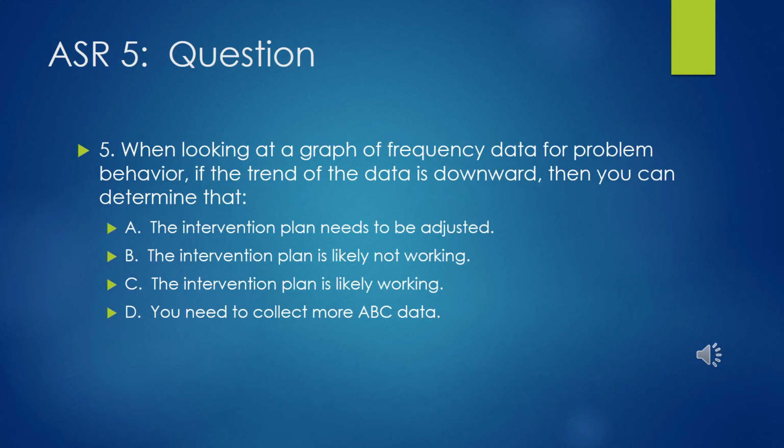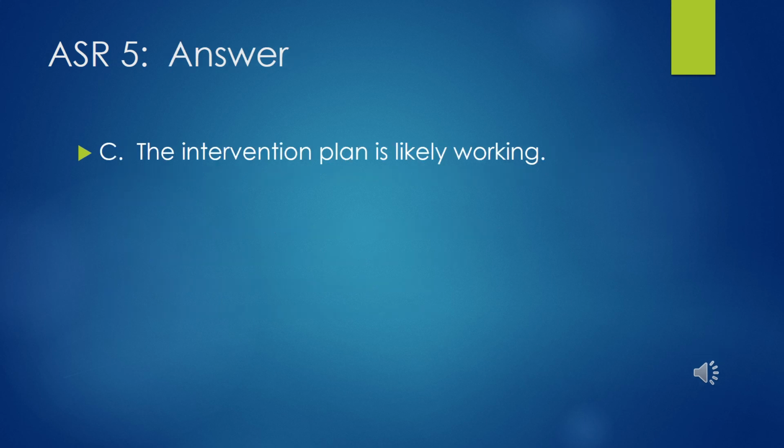Okay, ASR number 5, our question. When looking at a graph of frequency data for problem behavior, if the trend of the data is downward, then you can determine that A, the intervention plan needs to be adjusted. B, the intervention plan is likely not working. C, the intervention plan is likely working. Or D, you need to collect more ABC data. And the answer is C, the intervention plan is likely working if the data path on the graph is showing a downward or decreasing trend.